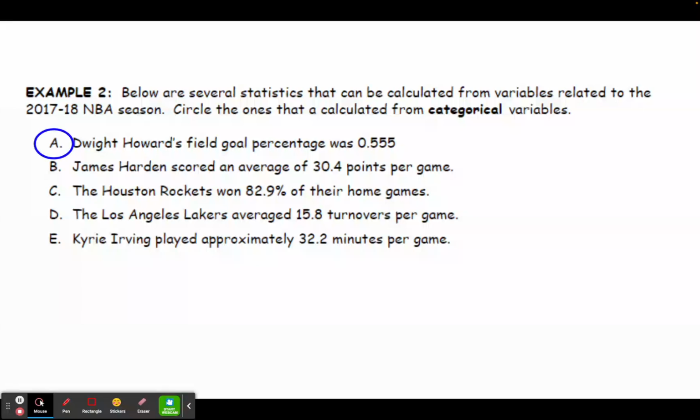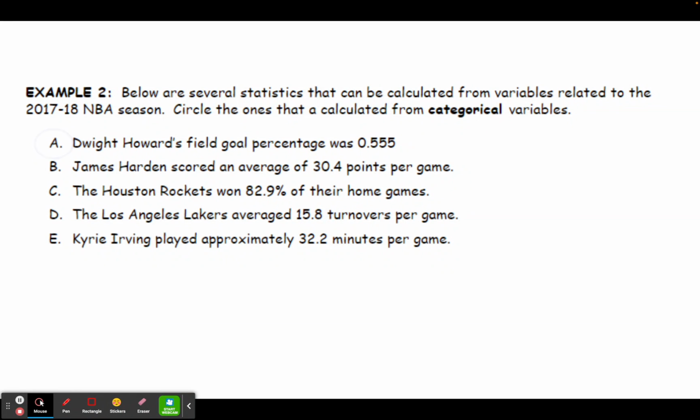That would be a categorical variable because when we calculate that field goal percentage, we would count the number of successful field goal attempts. So did he make it or miss it? And that would be categorical, and divide that by the total number of attempts, and that's a percentage. In letter B, it says James Harden scored an average of 30.4 points per game. That one's numerical because to calculate that, we would take the number of points that he scored in all of his games. We would count those up and then divide it by the number of games that he played in.